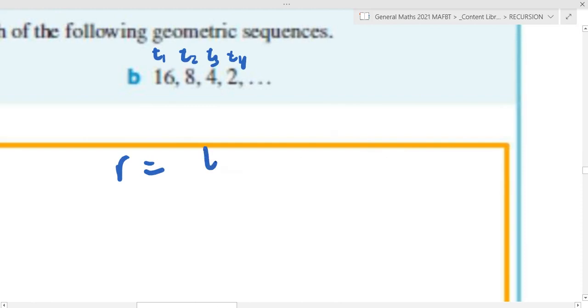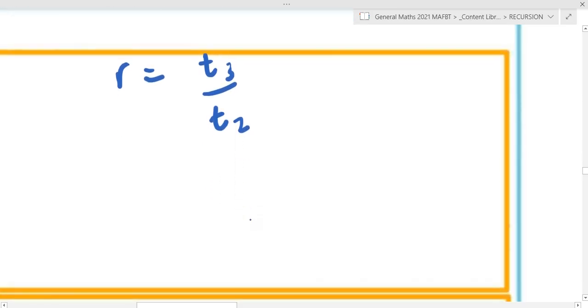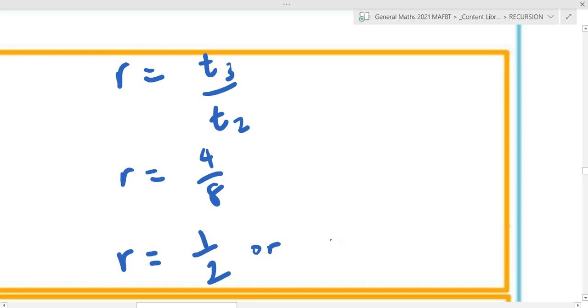T3 and T2. Okay, so T3 divided by T2. Nice and easy. So it's going to be 4 divided by 8. Therefore, the common ratio is a half or 0.5.